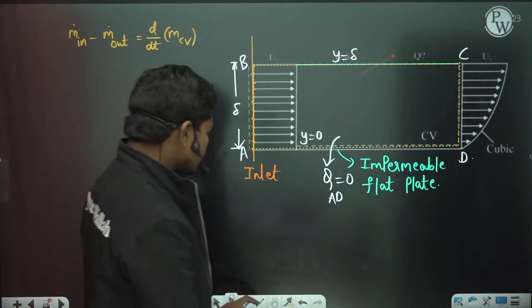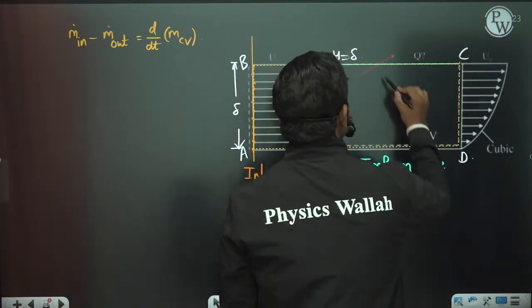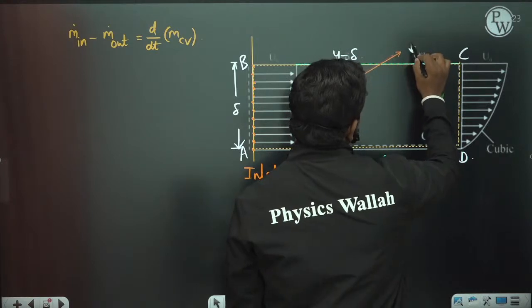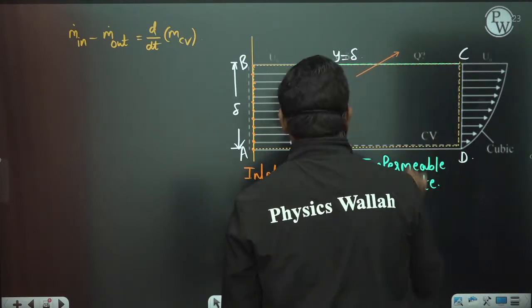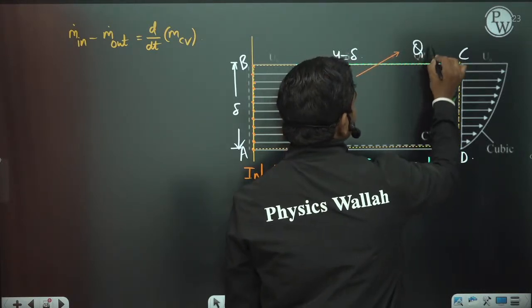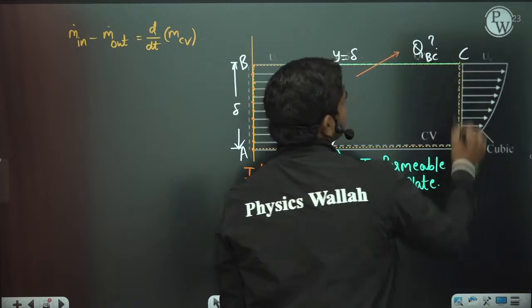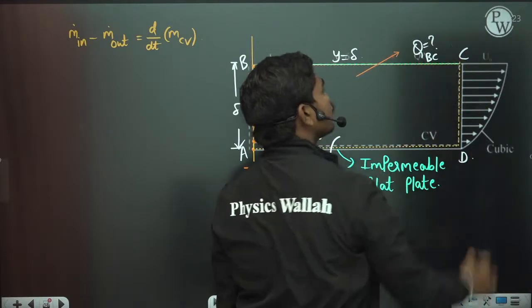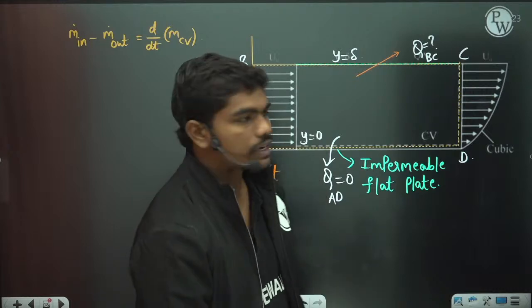Okay, so they are asking you what is the velocity that is going out from this face. Let us see what is this value of Q. Q_BC is how much? This is what they are asking you. Okay, what is the value of Q_BC? Let us see how we will calculate this.